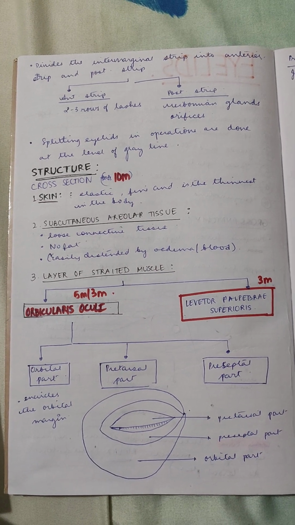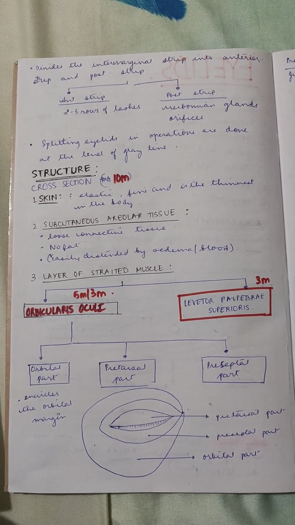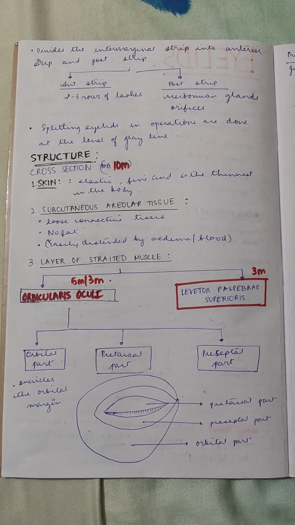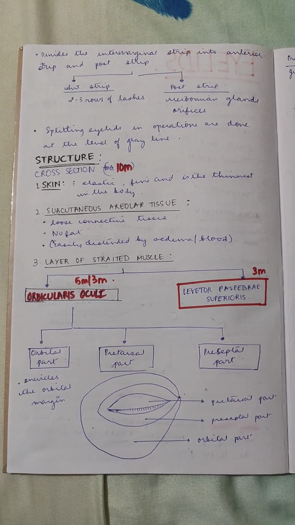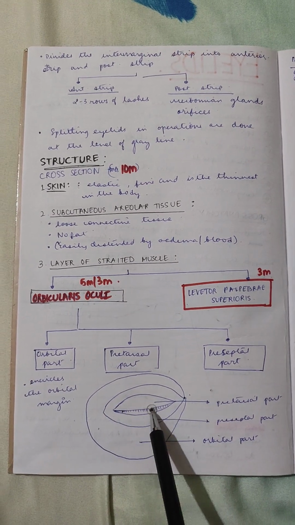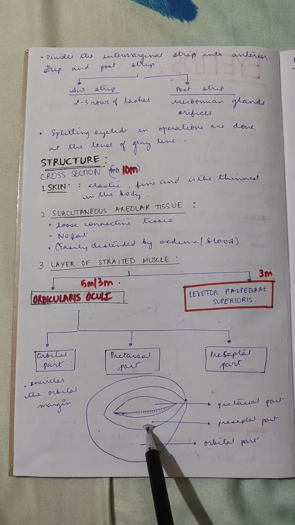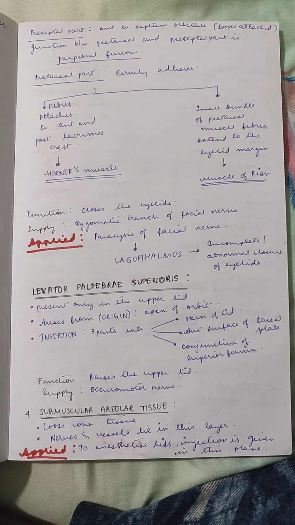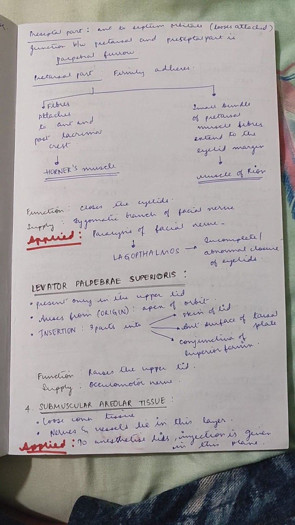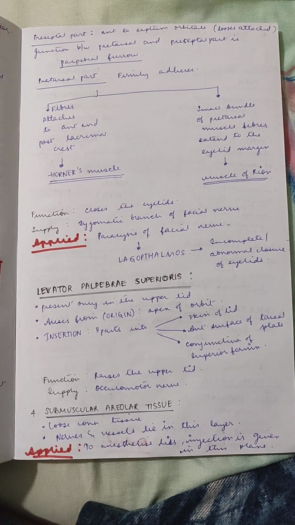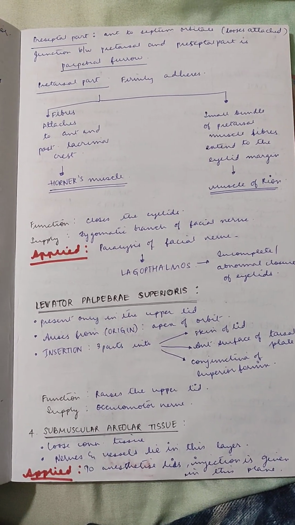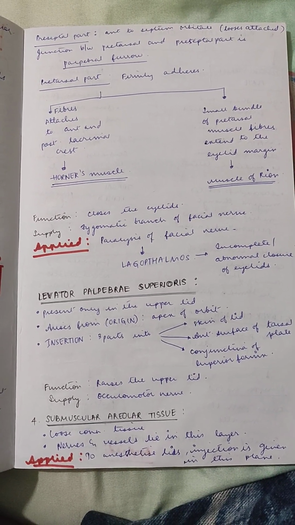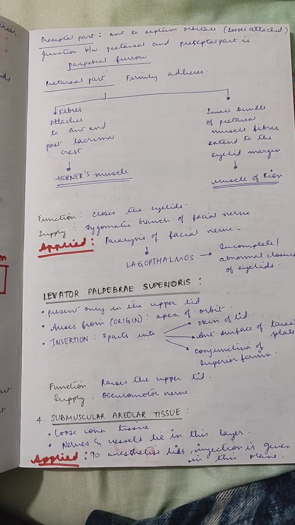Orbicularis oculi has three different parts: orbital part, pretarsal part, and preseptal part. The orbital part is the one which encircles the orbital margin, and this is going to be the pretarsal part, and this is going to be the preseptal part. The preseptal part is loosely attached to the underlying septum orbitale, and then the junction between pretarsal and preseptal part is separated by a palpebral furrow. The pretarsal part is very firmly adherent to whatever is the underlying structure.